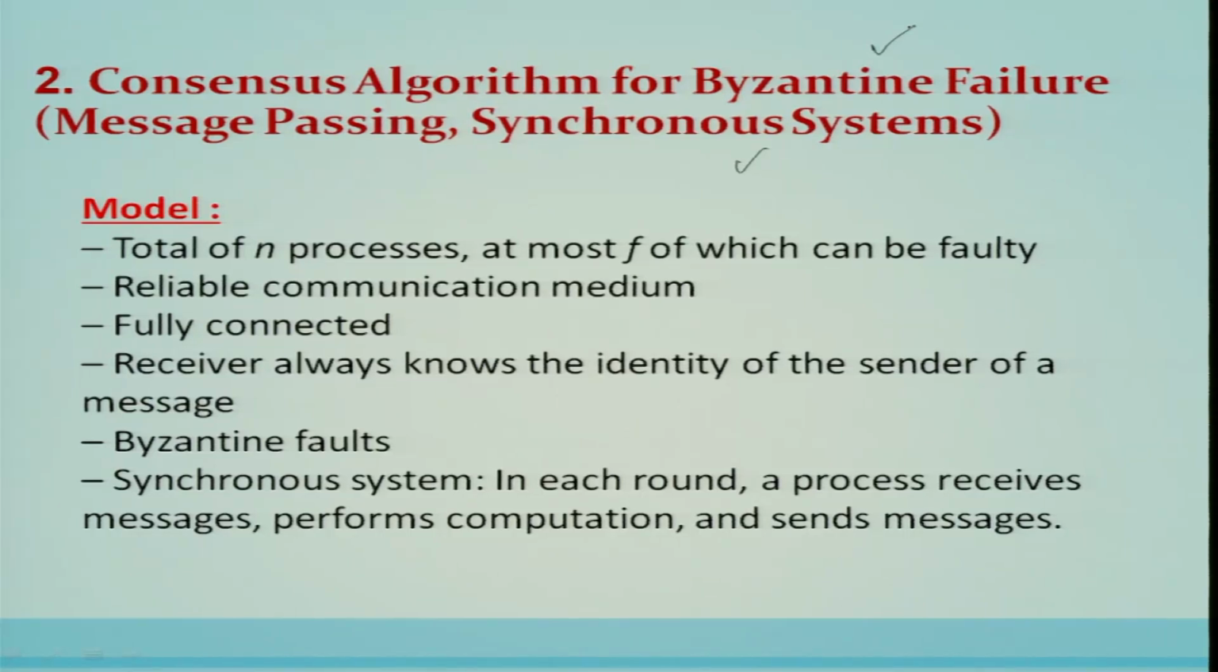So in this algorithm, the model which is assumed is saying that there are total n processes and f can be faulty. The communication is reliable and it is fully connected topology. Receiver always knows the identity of the sender, and here the fault model is assumed as a very general fault model, that is Byzantine. And the synchronous system, in each round a process receives a message, performs computation and sends. So synchronous computation model is assumed here.